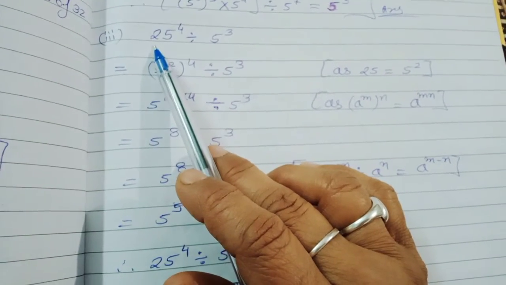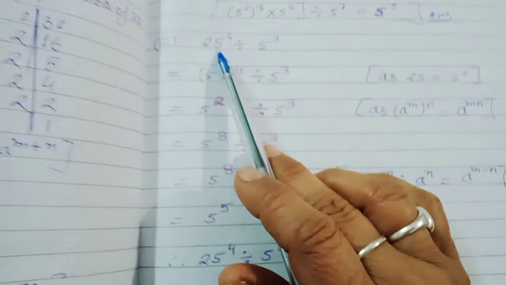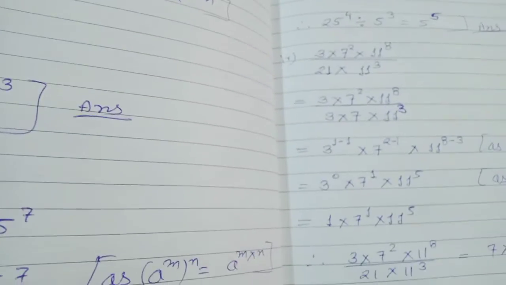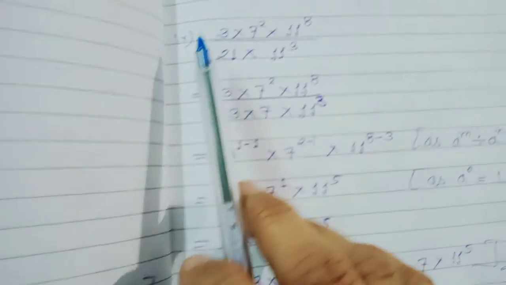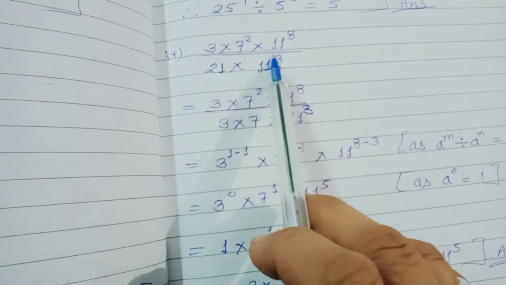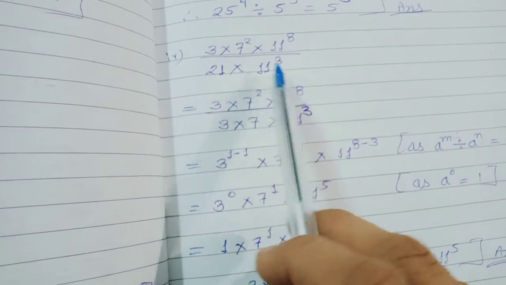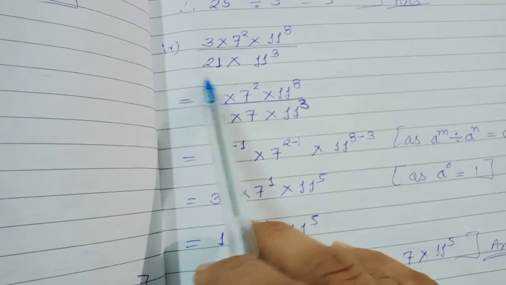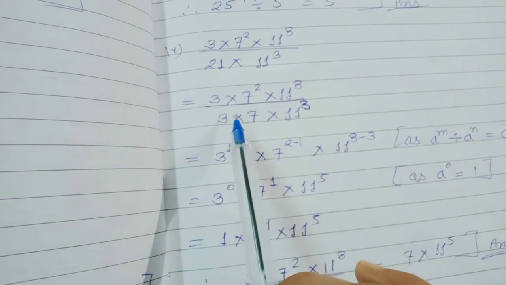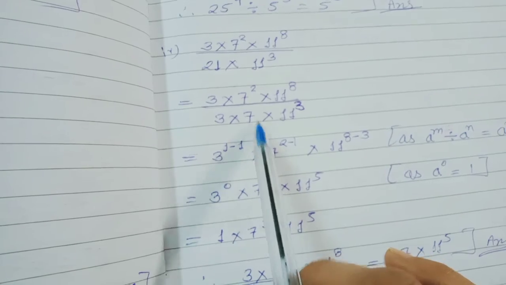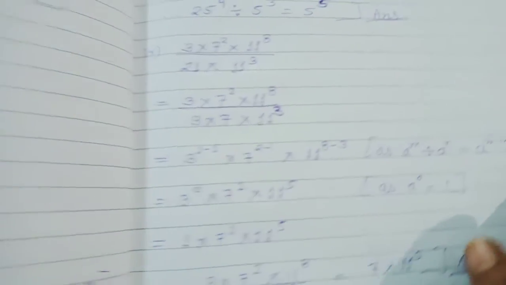First of all, prime factorize 25, then solve it. Question number 4 is 3 into 7 square into 11 to the power 8 upon 21 into 11 to the power 3. We first prime factorize 21 in the form of 3 7s are 21. The rest of the question stays as it is.